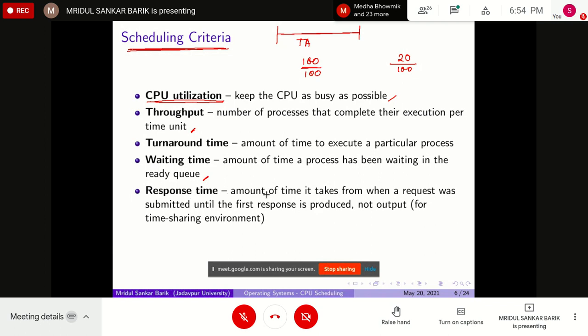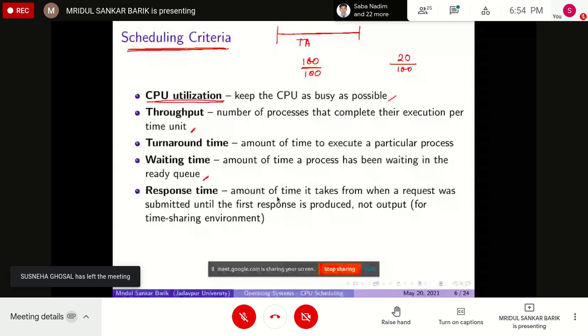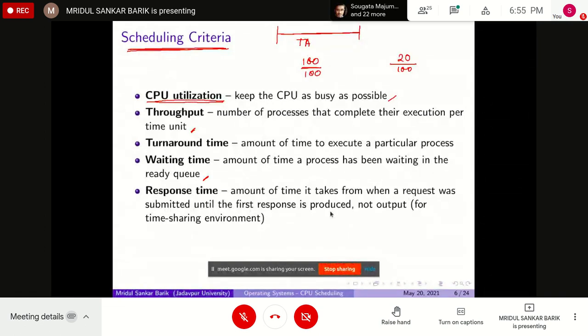Then response time is the amount of time it takes from when a request was submitted and until the first response is produced. Right. So this response time is not the time when the first output is sent. Rather, it is the amount of time it takes from when a request was submitted and until the first response is produced. Okay, so it may vary in some cases.